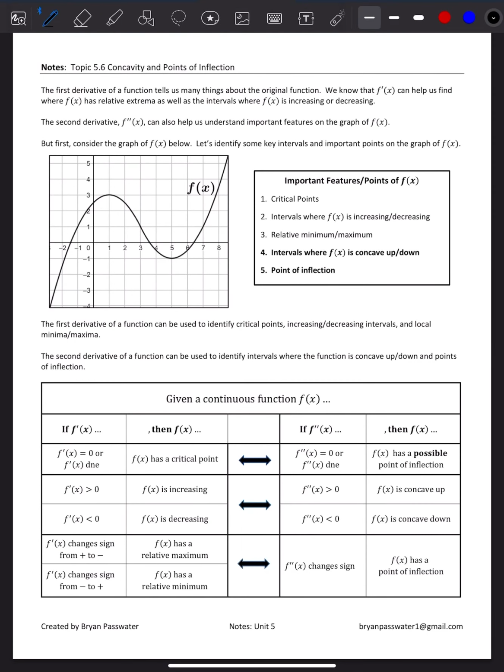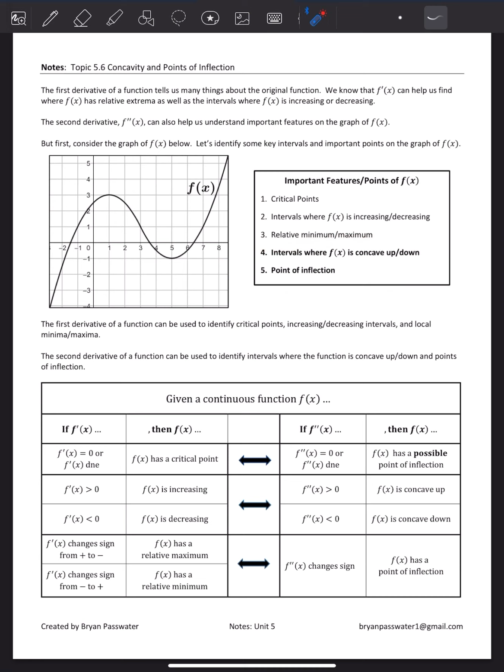We're going to be talking about concavity and points of inflection. So when we are dealing with our functions, our first derivative tells us about increasing versus decreasing, and our second derivative is going to help us with concavity. So we kind of need to talk about all the important features of a function, which for us are going to be critical points, intervals where we're increasing, decreasing, relative maximums and minimums, and then intervals where our concavity is up or down, and points of inflection, POIs.